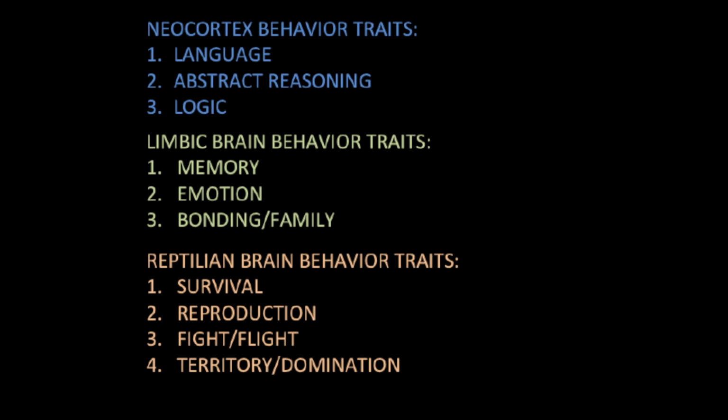And here we have a basic breakdown of the behavioral traits for each portion of the triune brain. The neocortex, behavior traits: language, abstract reasoning, logic. Limbic brain, behavior traits: memory, emotion, bonding, and family. Reptilian behavior traits: survival, reproduction, fight or flight, territory, and domination.